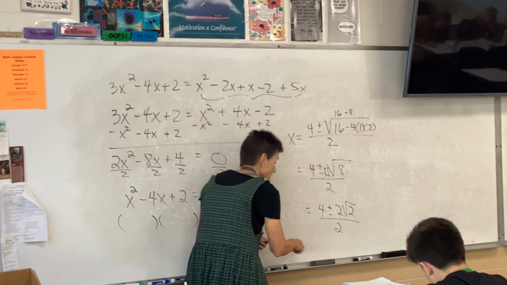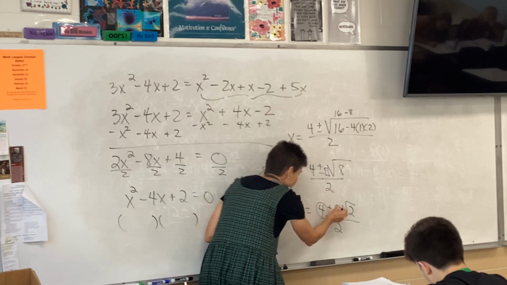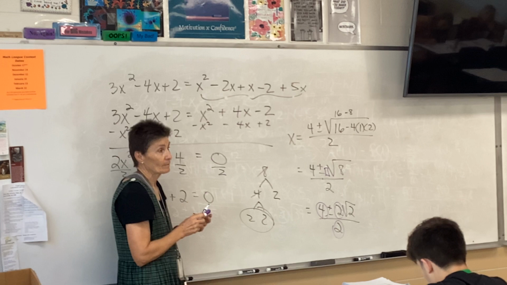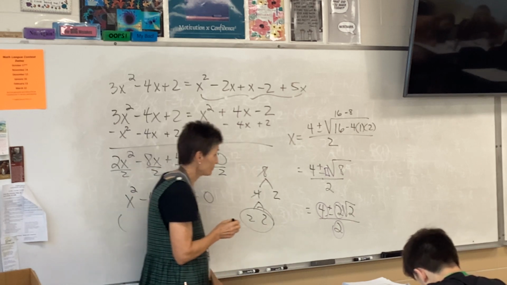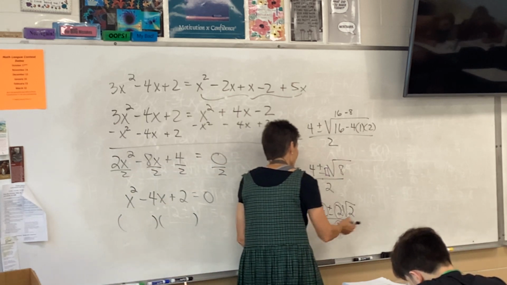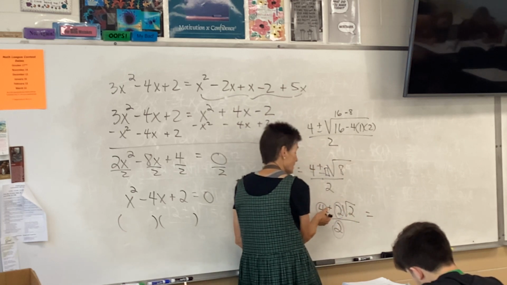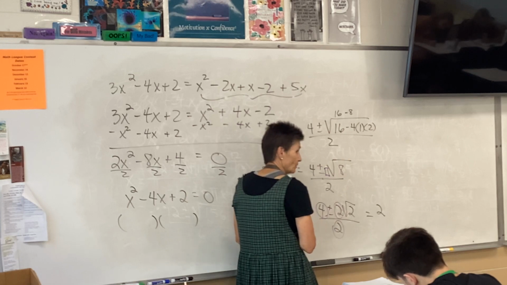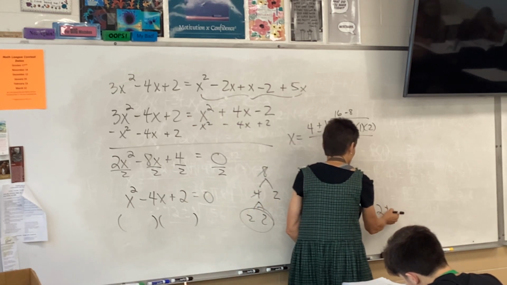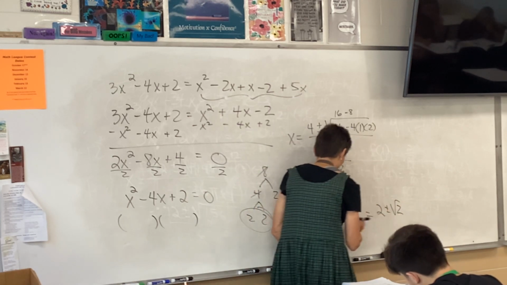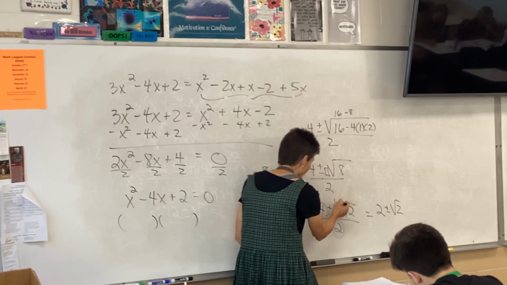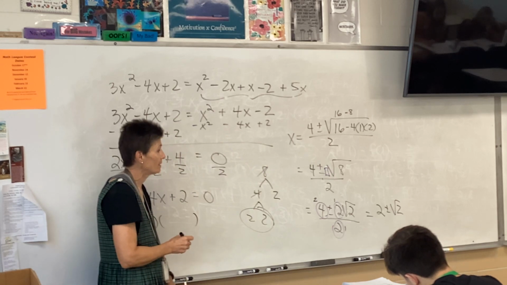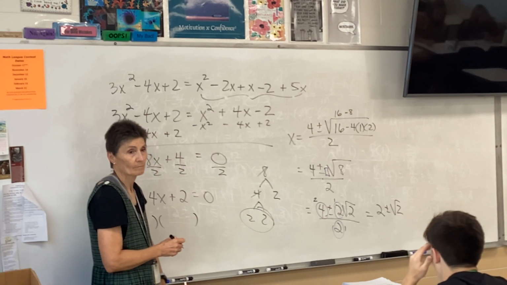Now, guys, can I cancel? Yes. Yes. So what am I going to end up with? 2 goes into 4. 2 goes into 2. So 2 goes into 4 twice, once, and once. You do not need to include those ones, but you can if you want to.